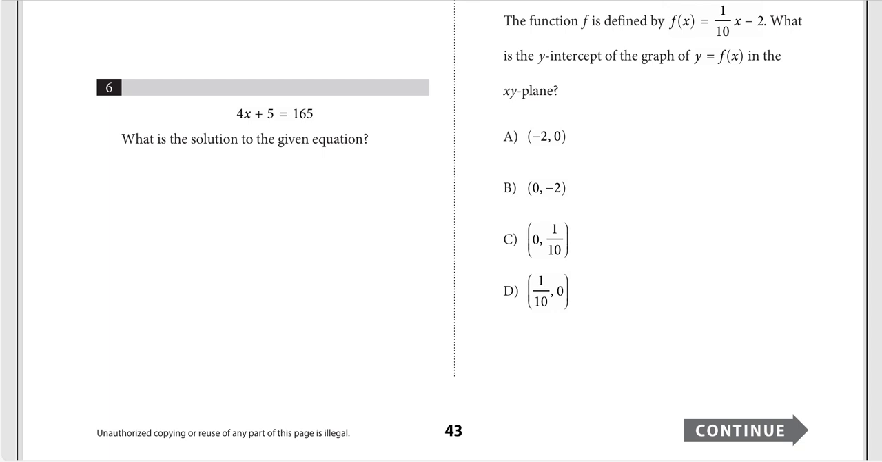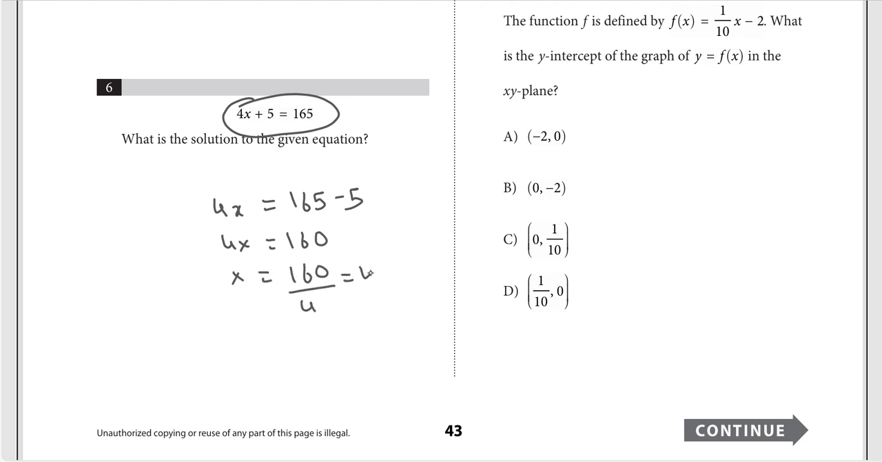Okay, what is the solution to the given equation? So again, it's just a little bit of algebra. 4x will be equal to 165 minus 5, which is 4x equals 160. And then x equals 160 by 4, which is just 40.